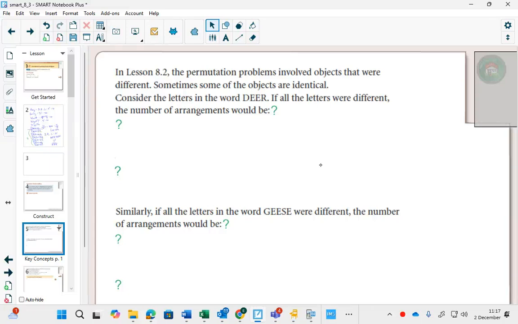Was it recording there? This is on page 709.